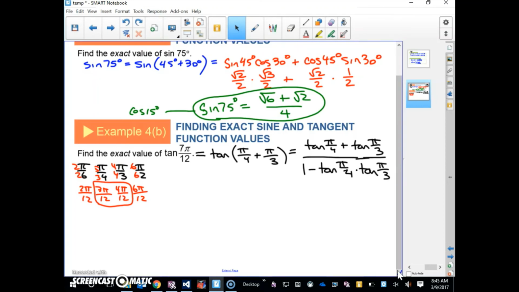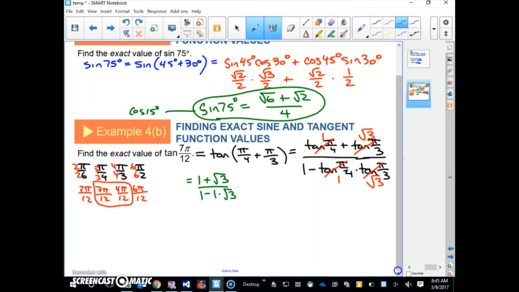So tangent pi over 4, got to look at the chart. Tangent pi over 4 is 1. Sine over cosine. Tangent pi over 3, square root of 3 over 2 over 1/2 is going to be square root of 3. So tangent pi over 4 is 1. Tangent pi over 3 is square root of 3. So looking at what we have, 1 plus the square root of 3 over 1 minus 1 times the square root of 3, or 1 plus square root of 3 over 1 minus square root of 3.